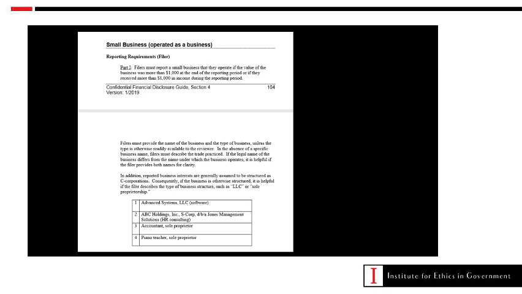So filers must report a small business that they operate if the value of the business was more than $1,000 at the end of the reporting period, or if they receive more than $1,000 in income during the reporting period. So again, we go back to that one rule. It's the $1,000. If it's worth more than $1,000, report it. If you got more than $1,000, you have to report it. We'd like the name of the business and the type of the business, unless that information is already readily available to us. Here, we kind of have that. We have the name of it. It's Doe Family Farm. What is it? Sounds like a farm. Unless they're deceiving us, it seems like a farm.